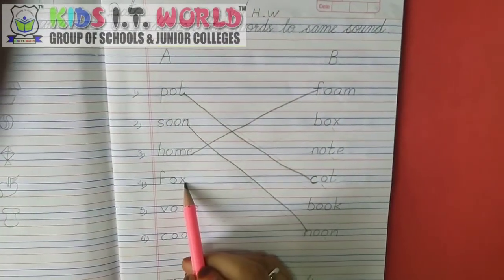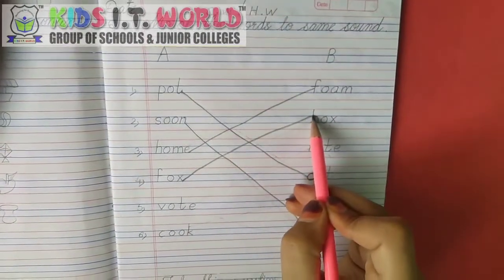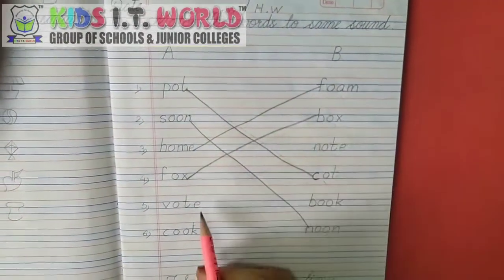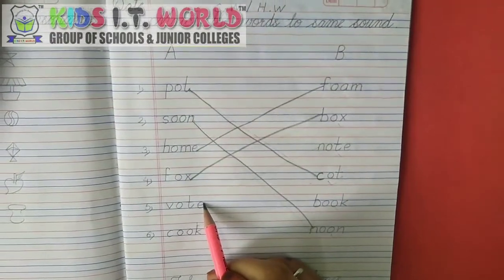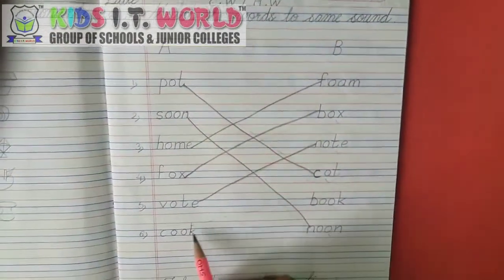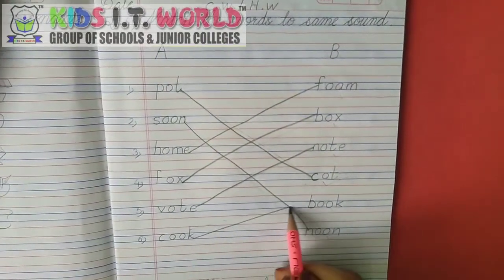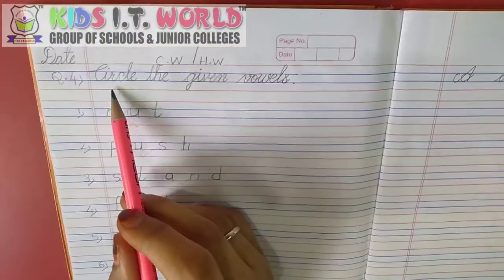Next one is fox. We have to match here box. Fox to box. Okay, next one vote. We have to match here note. Next one is cook. We have to match cook to book.